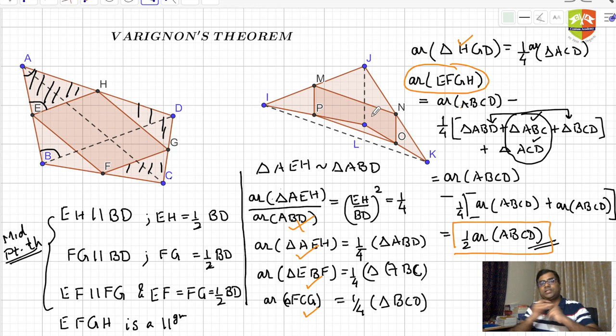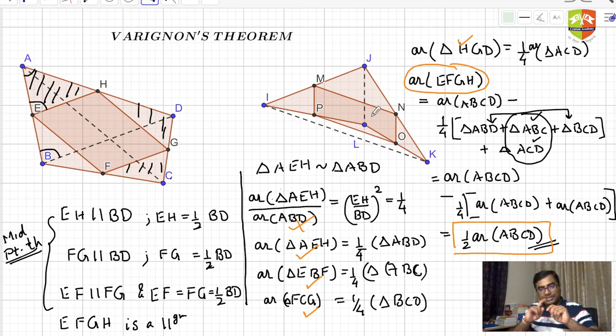So hence, in this session, we could prove Varignon's theorem for a quadrangle which is convex, right? So for a convex quadrangle, we proved this theorem. We proved that if you join the midpoints of the sides of the quadrangle, you will get a parallelogram, and the area of that parallelogram is going to be half of that of the quadrangle.